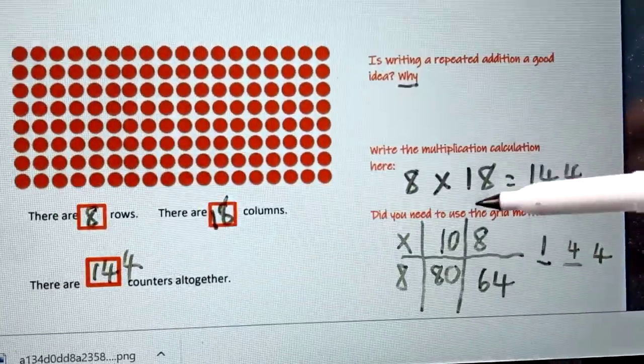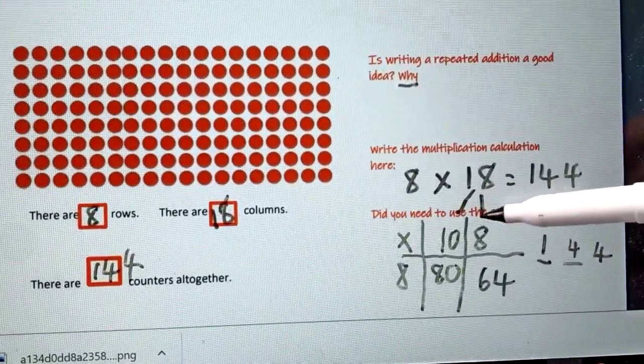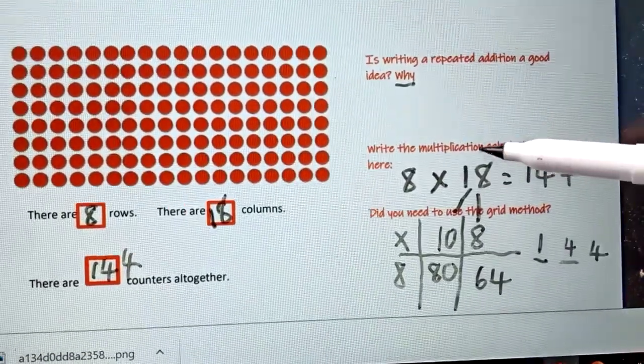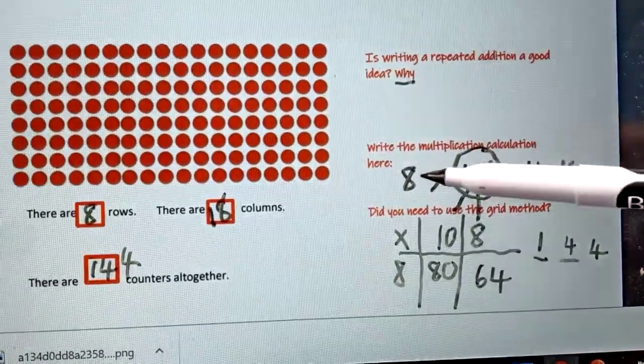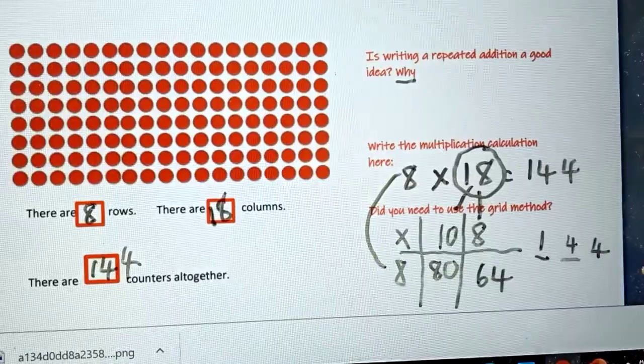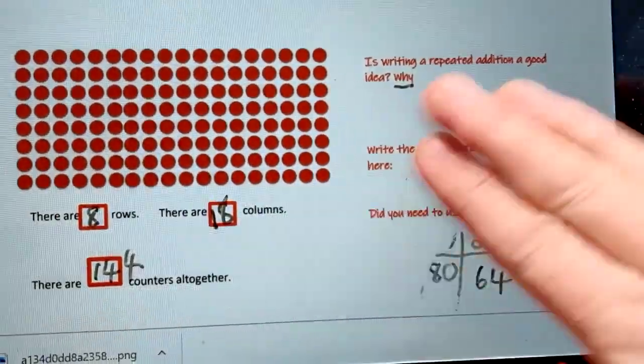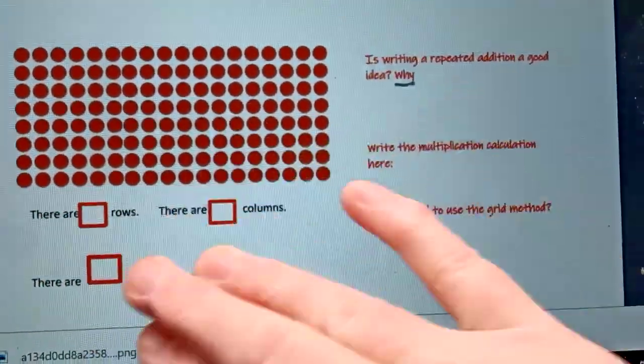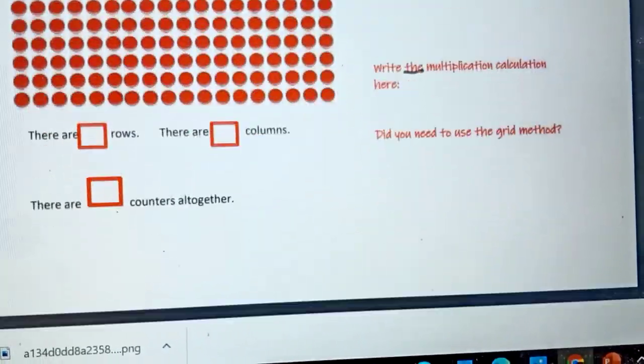And remember, I got the top by partitioning the bigger number. And then I put the smaller number down there. Okay, have a go now at the others, which are similar but don't have a picture.